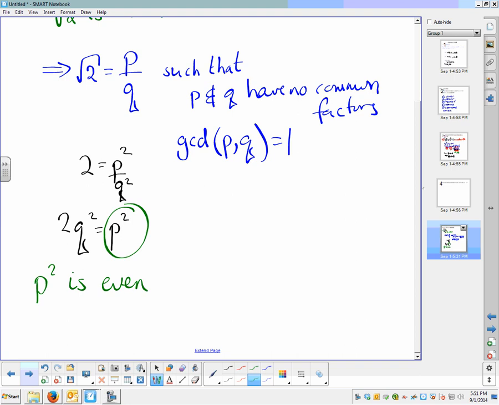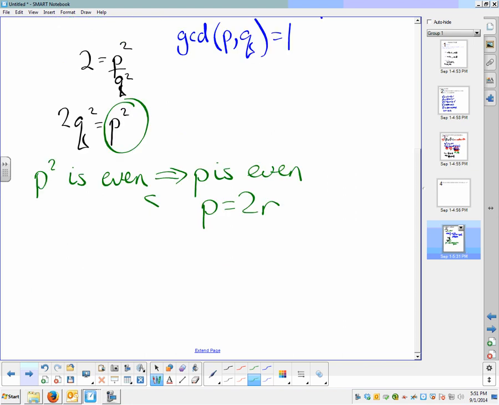Probably should have made it clearer that p and q are whole numbers. They're written as a fraction. They've got to be whole numbers. So p squared is even. So that means if p squared is even, it means p is even. And if p is even, I can rewrite it. I'm going to call it 2r. So I'm going to set p to be 2r. I'm going to substitute that back into my equation. So I've got 2q squared is equal to 2r all squared.